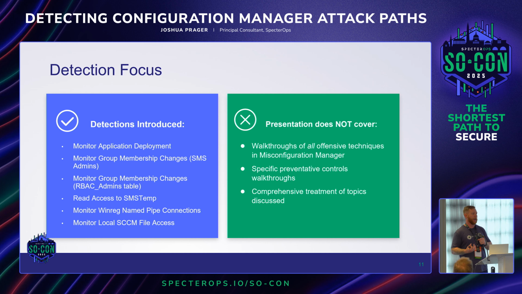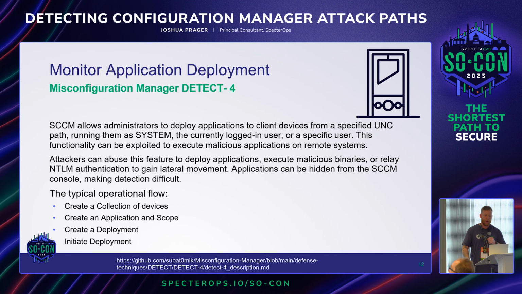I'm going to give you methods that will constrain the amount of telemetry that you're creating when you execute these actions, okay? All right, so let's talk about the first one that I came up with, which was Detect 4. Detect 4 in the Misconfiguration Manager project tracks application deployments or application package deployments.